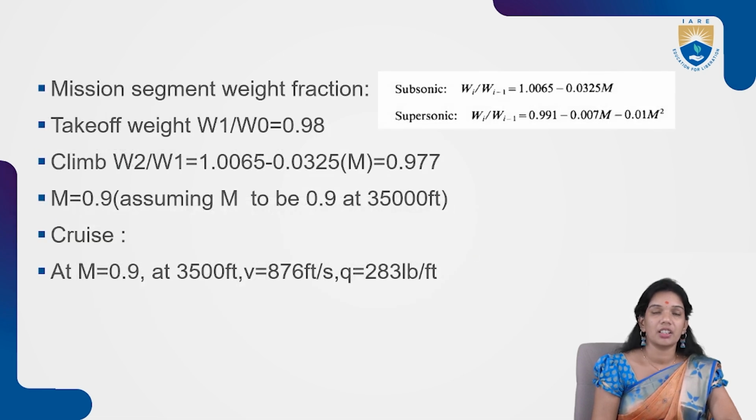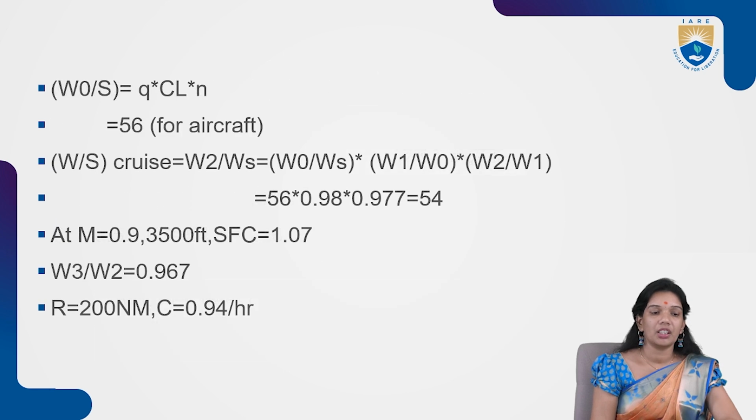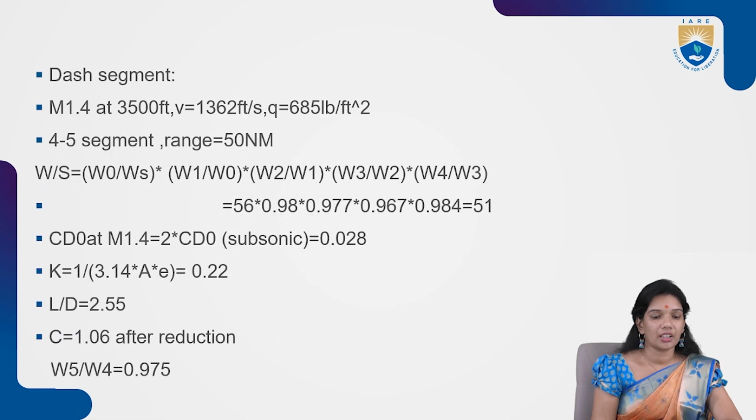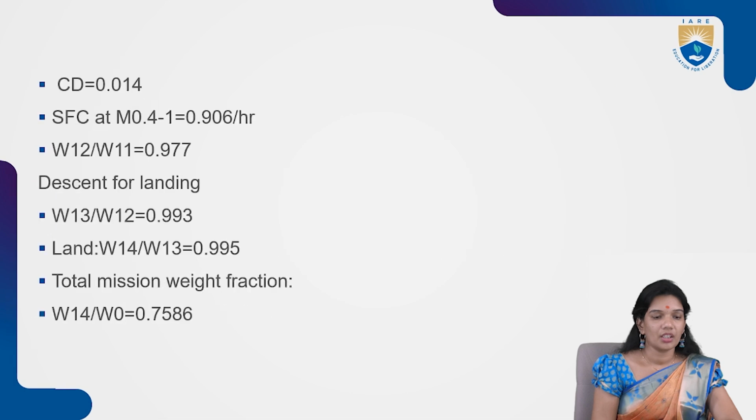Then we have calculated the climb and accelerate, with respect to subsonic and supersonic. We need to calculate the wing loading, and then finally we come up with the range in terms of cruise or in terms of loiter, and then descent and landing, right? So this is what we have done in the refined sizing.